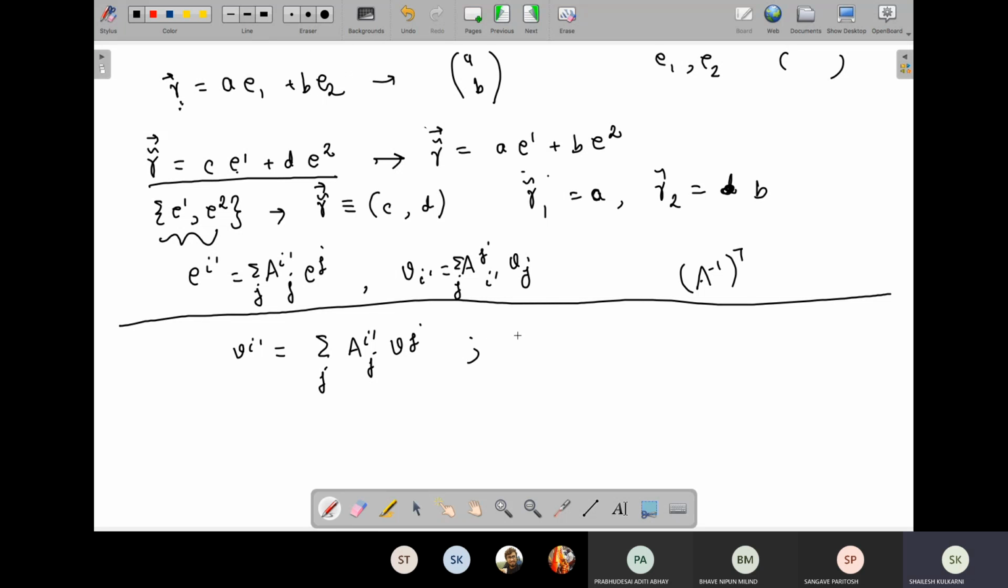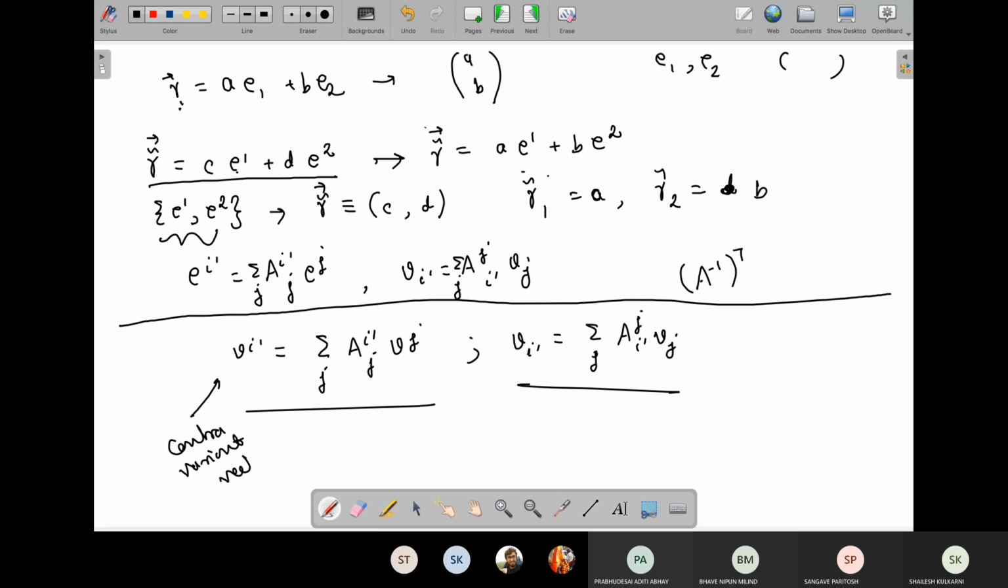Practically you will use this only: V_i' will be equal to the summation over j of A_i'j V_j. Is it clear? Once you digest this, the next thing will be easy. We are going to call these contravariant vectors, and these covariant vectors.